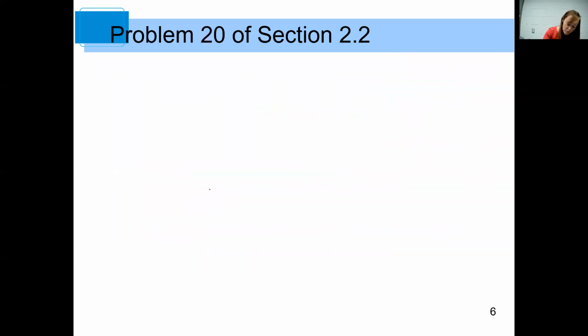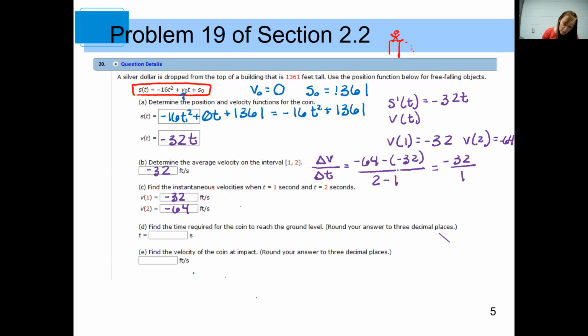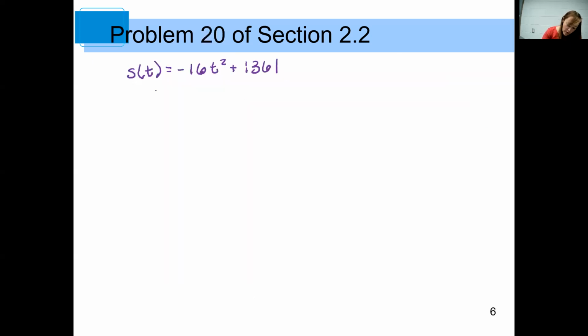For our position function, we have s of t equals negative 16t squared plus 1,361. And we want to know when that equals 0. So for what value of t does this equal 0? We end up solving a quadratic equation, and this one doesn't have a t to the first. There's no coefficient for t to the first. So you could solve it very quickly, maybe divide both sides by 16.